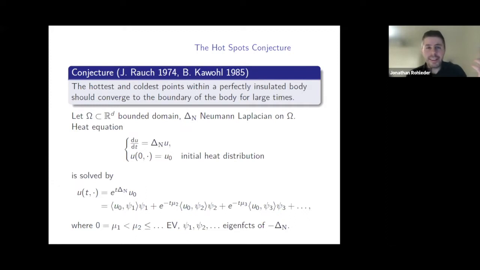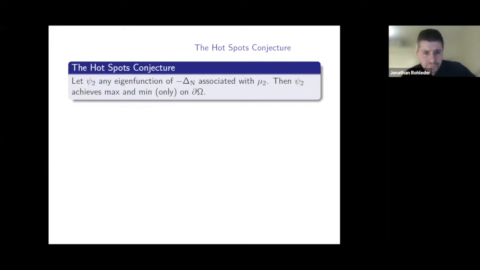You could ask, does it take its maximum and minimum only on the boundary? Or you could ask, if the multiplicity is not 1, but 2, is that true for every eigenfunction corresponding to the lowest positive eigenvalue? This is an attempt to summarize all these versions. So if you take psi2, any eigenfunction of the Neumann Laplacian associated with mu2, then the conjecture would be that it achieves its maximum and minimum only on the boundary. And what I'm going to talk about mostly here is the strongest version of the conjecture, namely, does every eigenfunction corresponding to the first positive eigenvalue achieve its maximum and minimum only on the boundary?